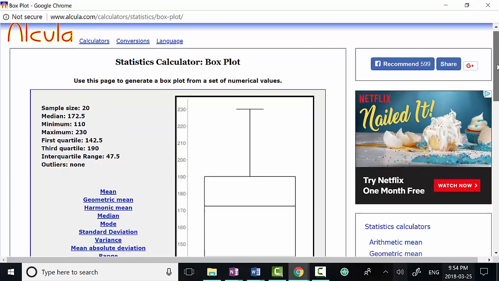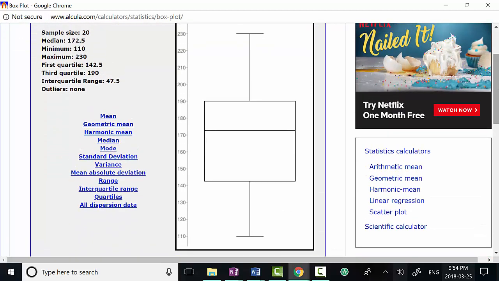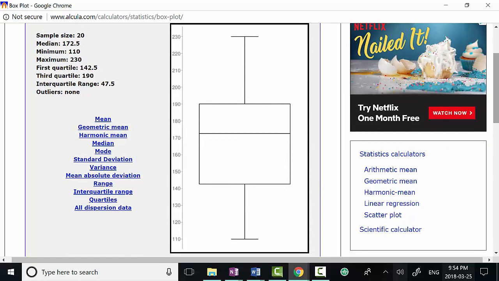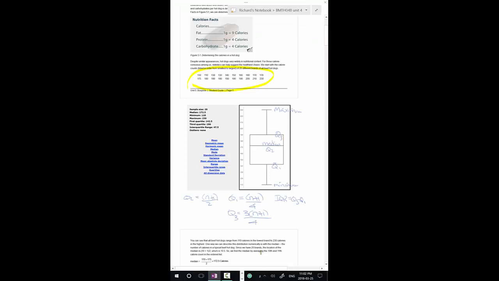So this is the same box plot we saw in the video. And we have whiskers at either end. The hot dog data is circled here in yellow, and that's the caloric data for 20 different hot dogs.